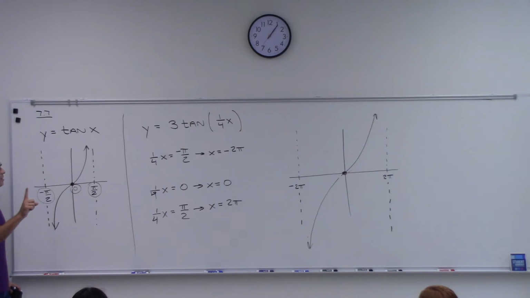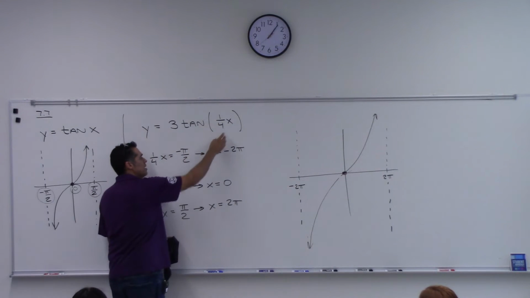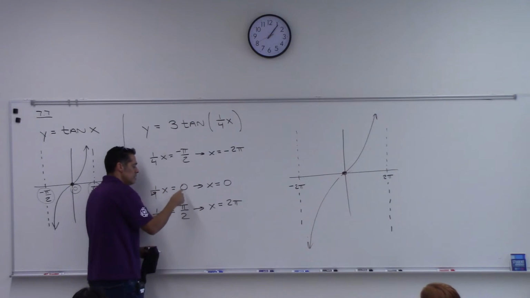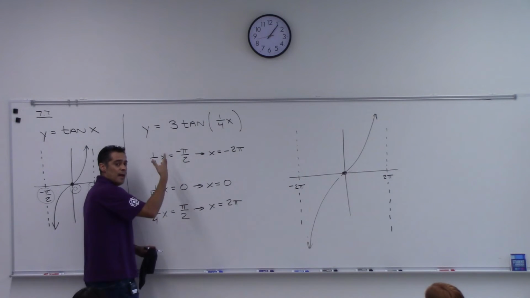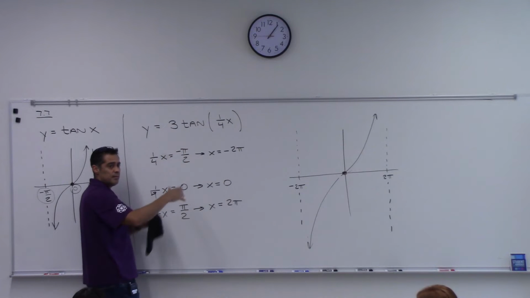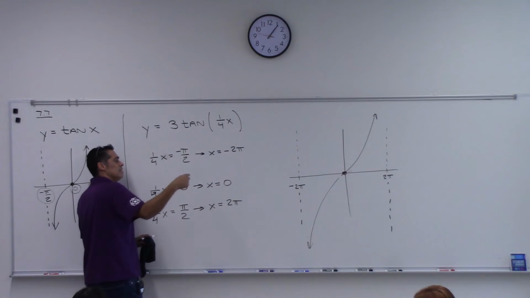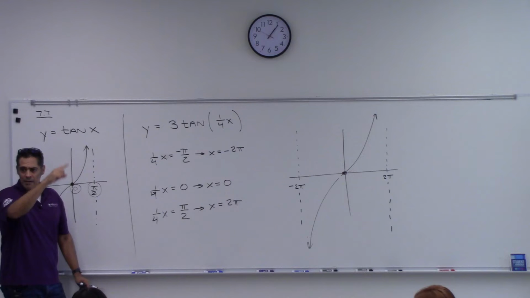So for tangent, you take the argument. You set it equal to negative pi over 2, 0, pi over 2, and then you plot those points and do your verticals on the ends. The middle point will be your x-intercept, and then you draw it.